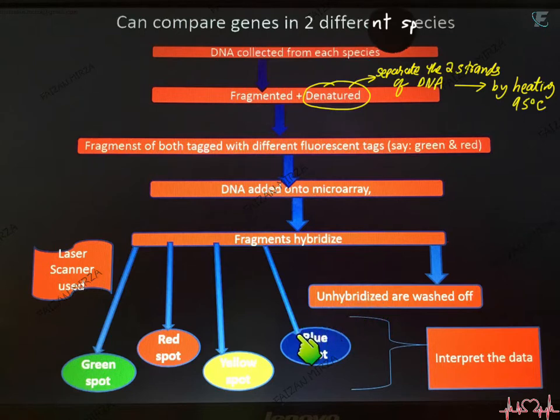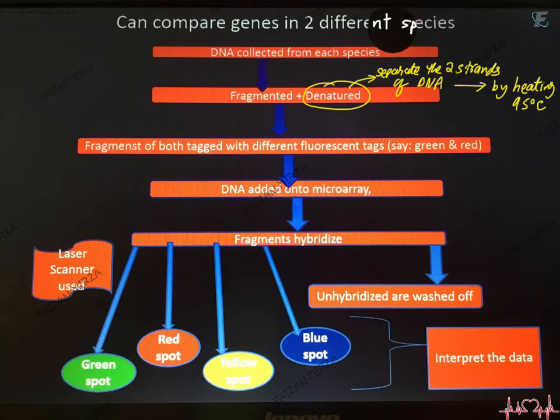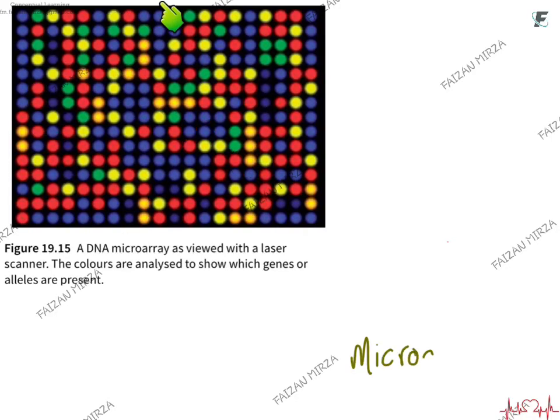So now, once you place it in the laser scanner, you will see four different kinds of spots: a green spot, red spot, yellow spot, and blue spot. You interpret this data. So how is the data interpreted? This is how the laser image of this microarray would look. You can see the four kinds of spots: red, yellow, green, and blue.